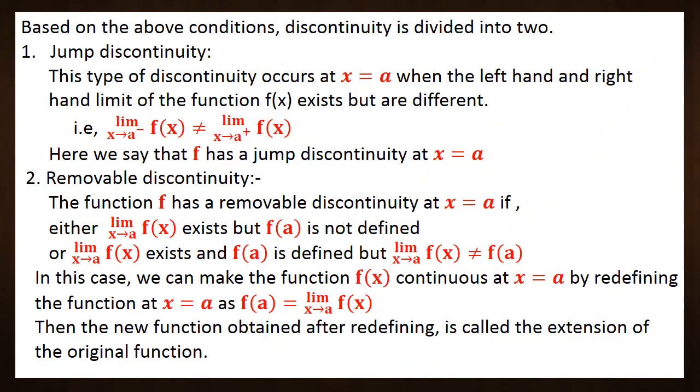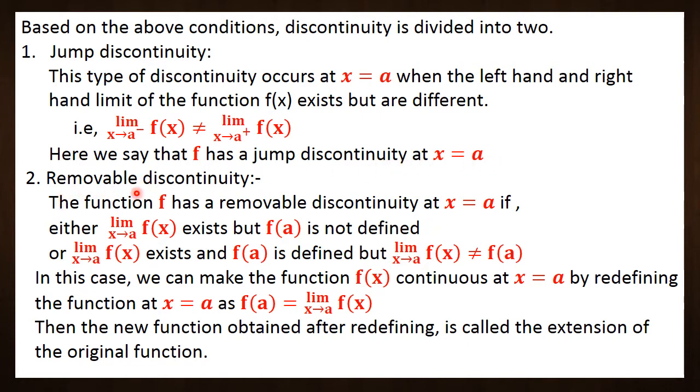Based on the above conditions, the discontinuity is divided into two: jump discontinuity, the first one, and removable discontinuity, the second one. What is jump discontinuity? This type of discontinuity occurs at x = a when the left hand and right hand limits of the function f(x) exist but are different. That means the left hand limit is not equal to the right hand limit. Here we say that f has a jump discontinuity at x = a.